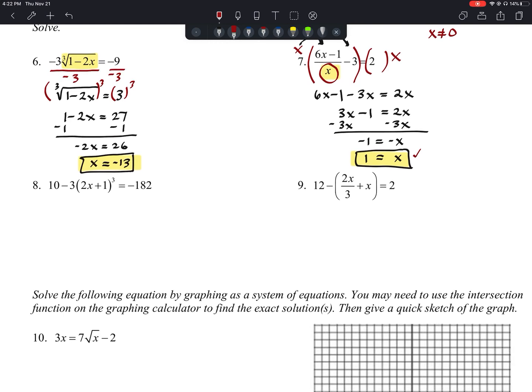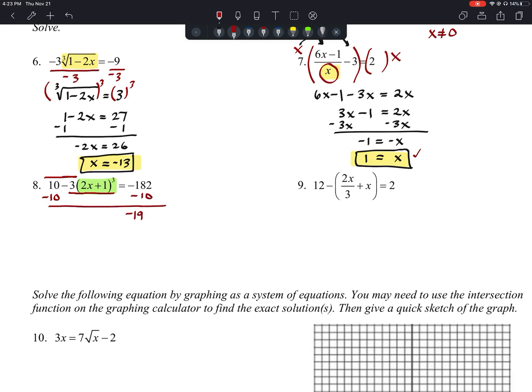Looking at number 8. Okay, again, another problem where we've got our x trapped inside grouping symbols. So we've got to get rid of the 10 and the -3 that's being multiplied first. This is one where there's often mistakes made right off the bat. We cannot subtract the 3 from 10. This 3 is being multiplied times all of this. So we need to just subtract the 10 from each side first.